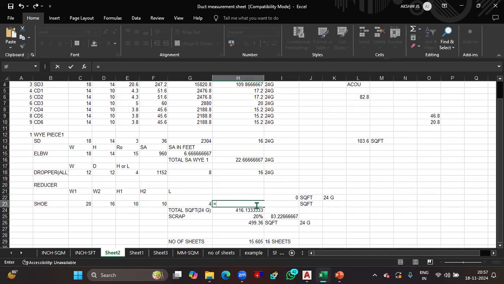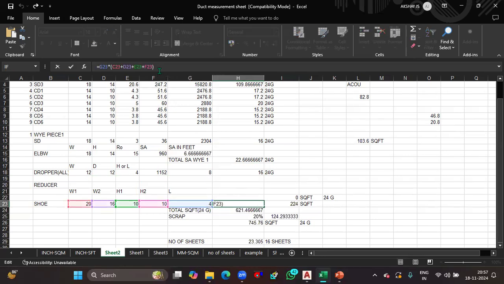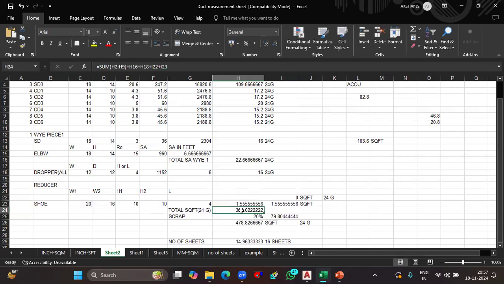Then apply this equation. Length into, open the bracket, width 1 plus width 2 plus height 1 plus height 2. That's it. Close the bracket. And we will get the value around 224, isn't it? 224 square inches, that's what we got. 224 divided by 144 will give you the exact surface area, which is around 1.5 square feet.